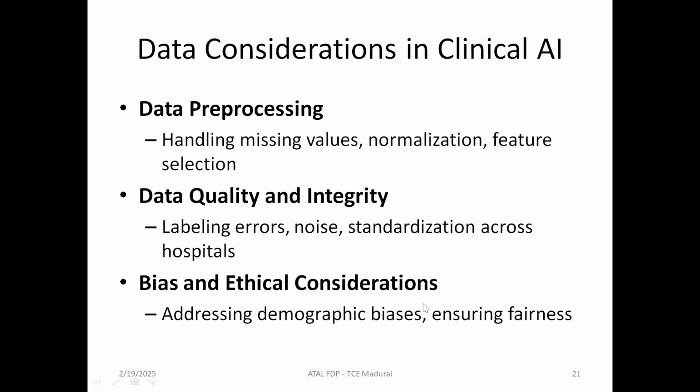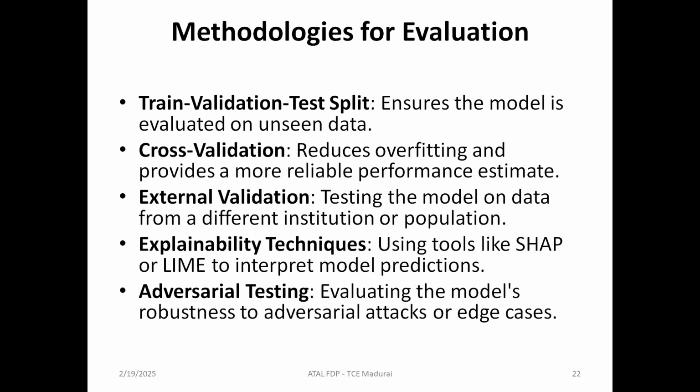Then bias and ethical consideration. This means addressing the demographic bias and ensuring the fairness level. These are all the things we have to consider while dealing with the clinical data set. Then methodologies for evaluation: we have the training, validation, test split, ensuring that the model is evaluated on unseen data, because most of the time we split our data set for training and testing like 70-30 or 80-20. Apart from that, we have one more thing called the validation set split, where we have to check the unseen data set also. We have to evaluate the unseen data set with the help of the training and testing also.